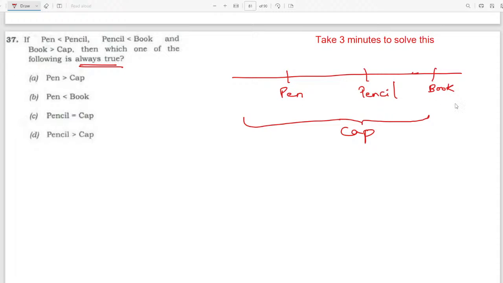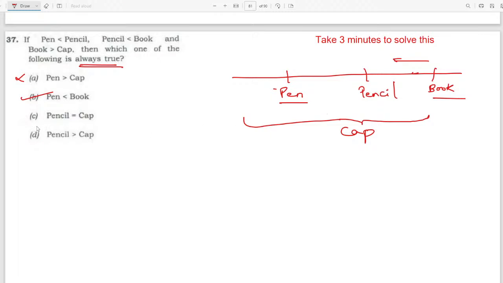So pen is greater than cap. We don't know, because we don't have any clear relationship. Cap can be anywhere on this number line, but at least it is less than this book. So we cannot say for sure that it is always true. Book is greater than pen. Yes, clearly book is greater than pen. This is correct. So you may mark your answer here and move on.